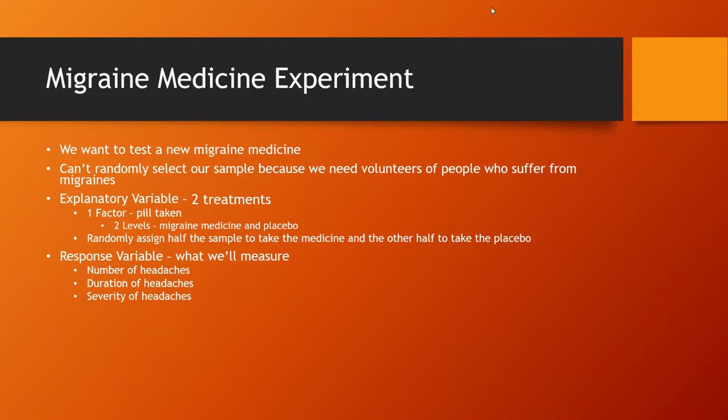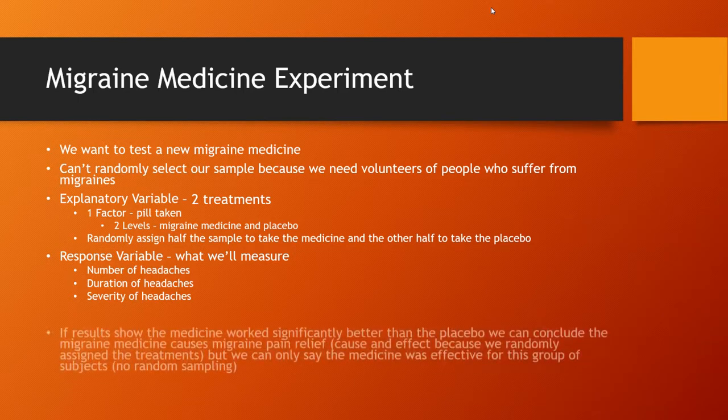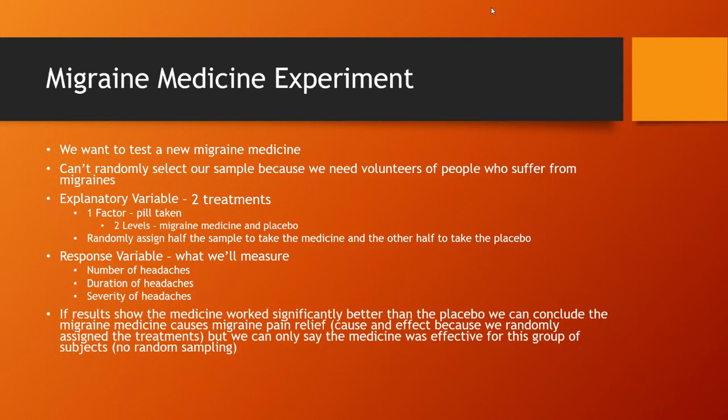So we ask them how many headaches they had over the last couple months, how long the headaches lasted, and the severity of the headaches. And then at the end, if our results show that the medicine works significantly better than the placebo, we can conclude that the migraine medicine actually caused migraine pain relief. That's our cause and effect. And we can say that because we randomly assign the treatments.